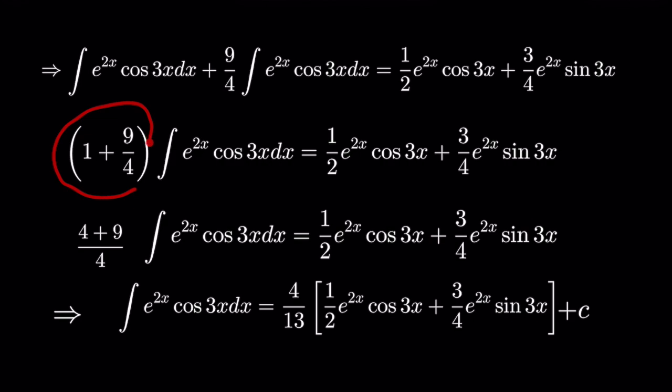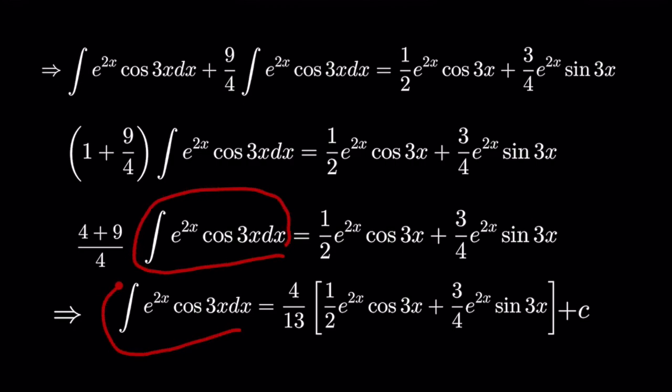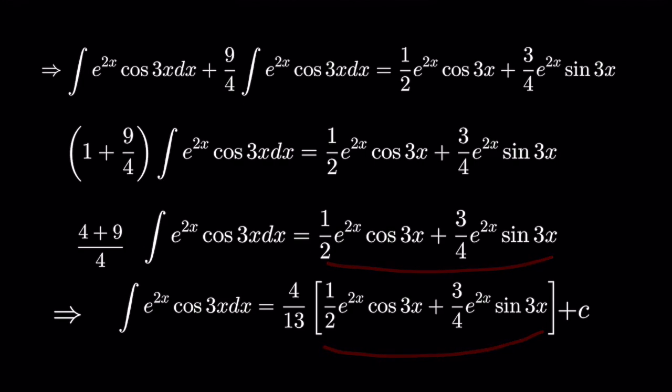If you take a common denominator here, that will be equal to 4 plus 9 divided by 4, which is 13/4. And if you multiply both sides by 4/13, you can actually solve this equation for this integral that you are looking for. So this integral is equal to 4/13 multiplied by this function. And you can add the constant of integration at the end.